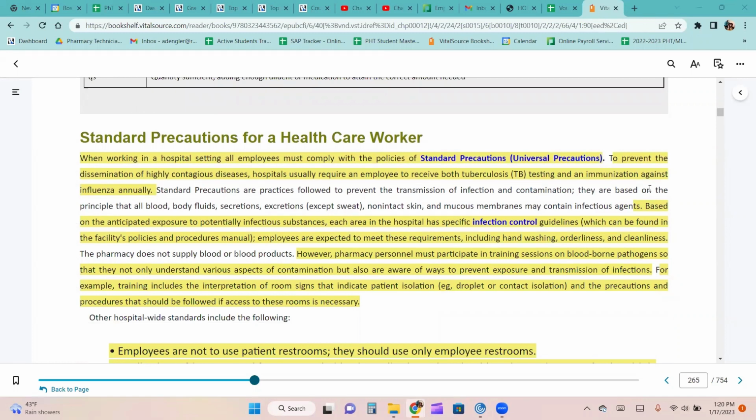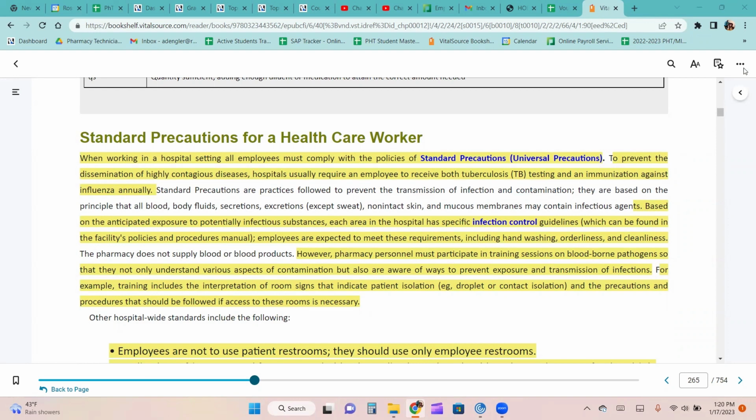When working in a hospital setting, all employees must comply with the standard precautions, universal precautions. To prevent the dissemination of highly contagious diseases, hospitals usually require an employee to receive both tuberculosis testing and an immunization against influenza annually. And you can probably add in COVID. I don't know that places are mandating it. They were. I don't know what the rules are, but probably add that in. This book is a little bit older.